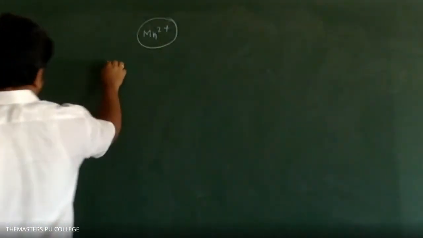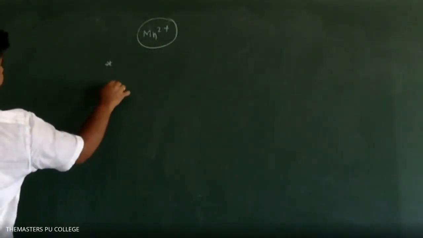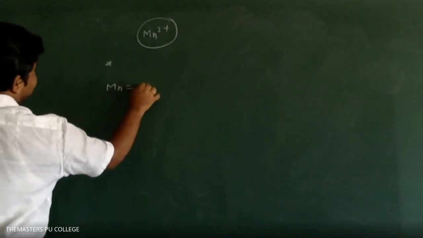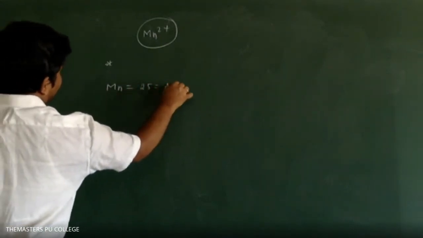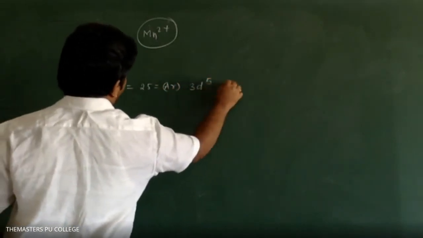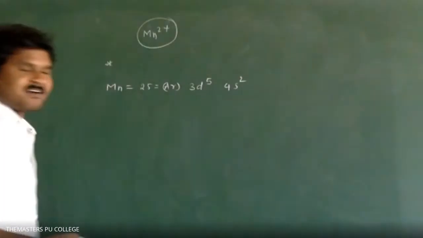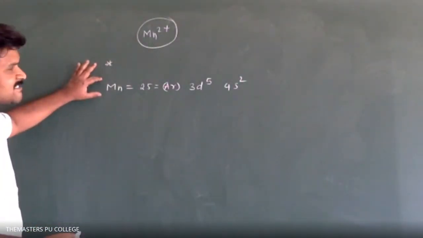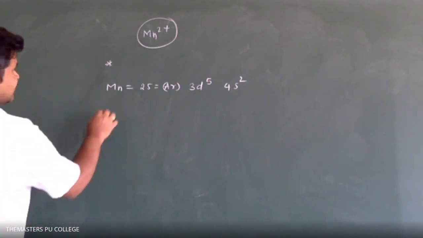Mn2+ means, students, first we have to write Mn. What is the manganese electronic configuration? Argon 4s2 3d5, or 3d5 4s2. This is the manganese original electronic configuration.